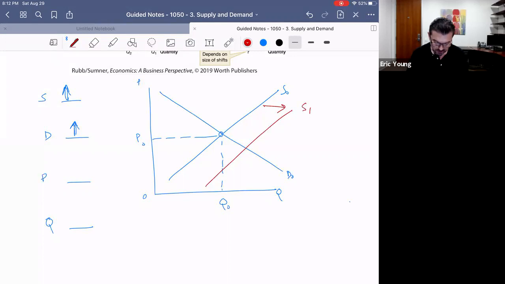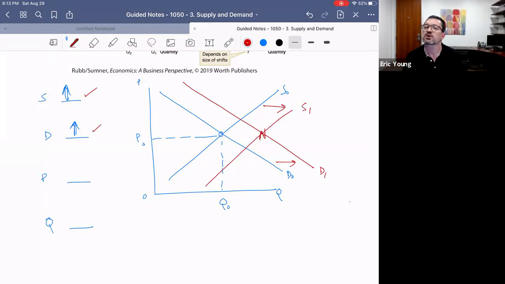Okay, so supply goes up. We got that one. Demand goes up. We'll do it at around the same size. We'll call that D1. Got that one too. Now let's interpret. Well, here's our new equilibrium.